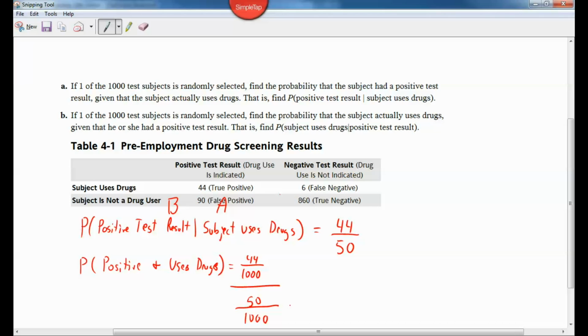Let's see. Remember, if you divide a fraction by a fraction, you have to flip and multiply. Okay. And of course, these can be reduced. You can write those as decimals. If you take a calculator and divide that, you get 0.88.